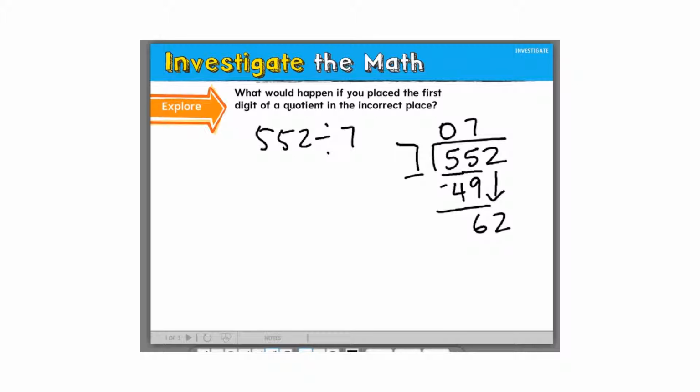Bring down the 2. What's next, Nolan? Okay, 7 goes into 62 8 times because 7 times 8 is 56. So then you subtract that. And I don't think it's very common that you get a remainder this size. I mean, it's not very common. As long as it's smaller than that number, it's okay.